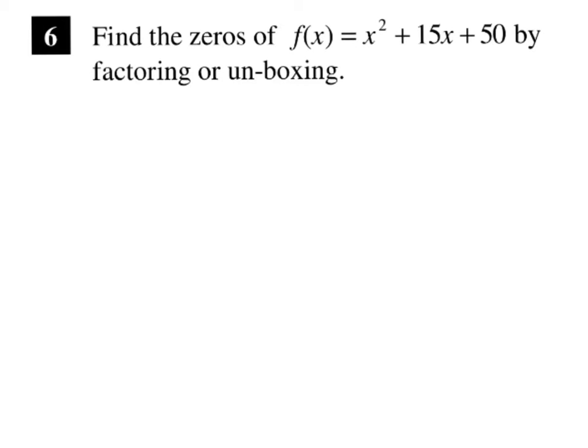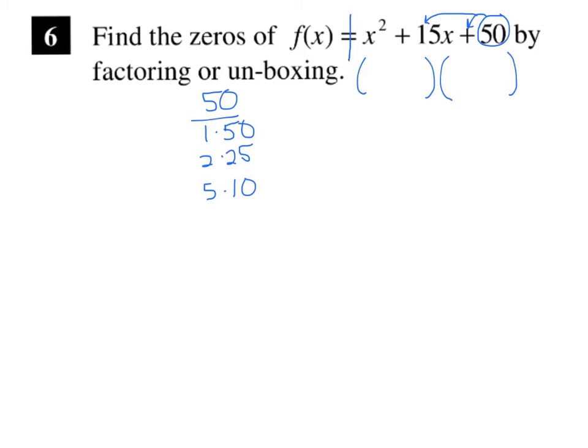For number 6, I recommend factoring because everything's on one side of the equal sign, and we can find the factors of 50 that add up to positive 15. The factors of 50 would be 5 times 10. So 5 plus 10 is 15. So we'll put x plus 5 and x plus 10.